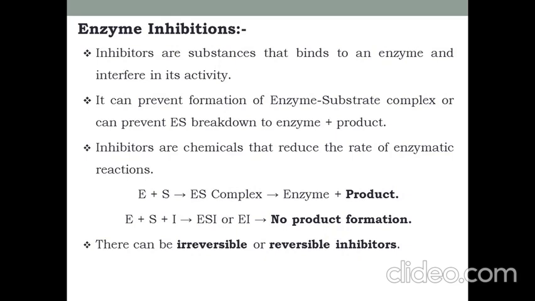First condition, when E plus S form the ES complex, which forms product and free enzyme. Second, when E plus S plus I form EI, where EI is the enzyme-inhibitor complex, so no product formation takes place. There can be irreversible and reversible types of inhibitors. Simply, an inhibitor drug binds to the enzyme or enzyme-substrate complex and inhibits product formation.